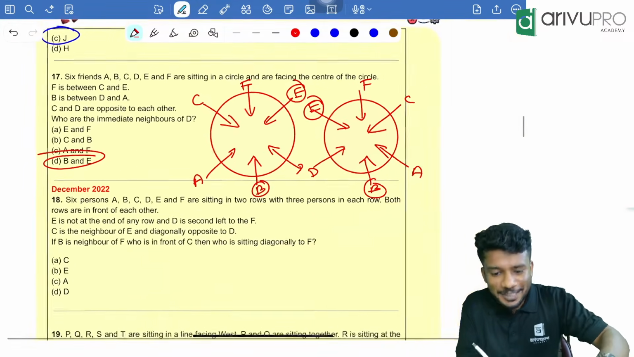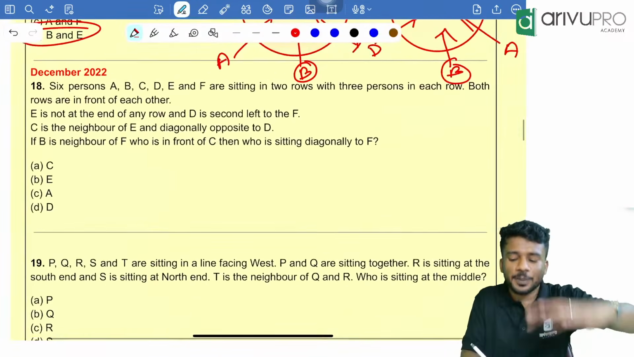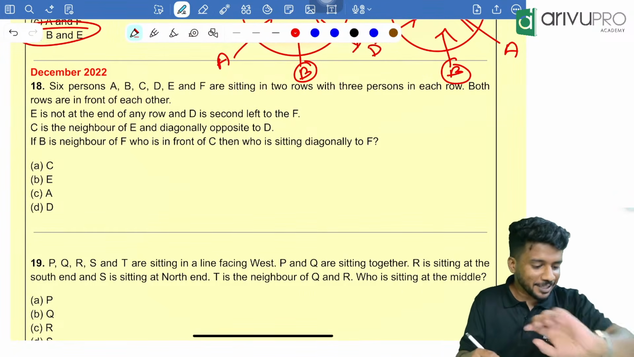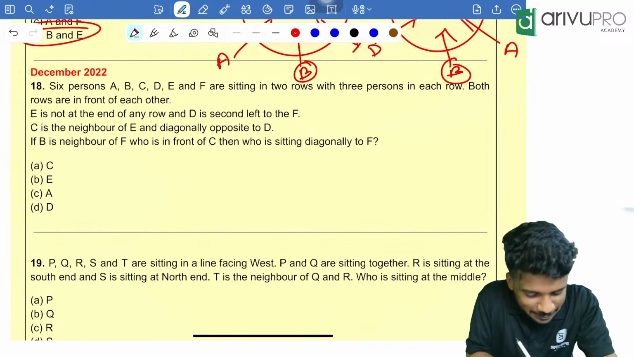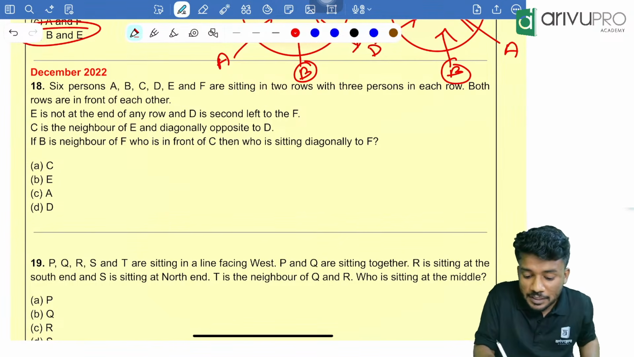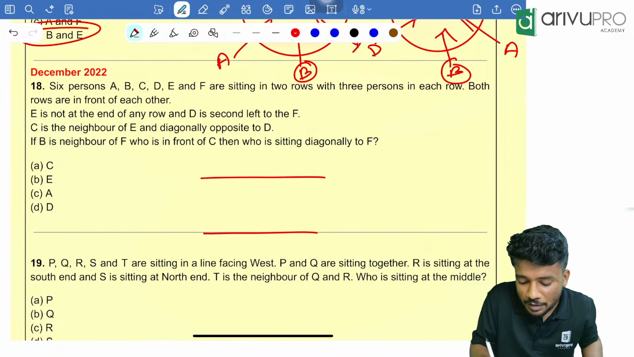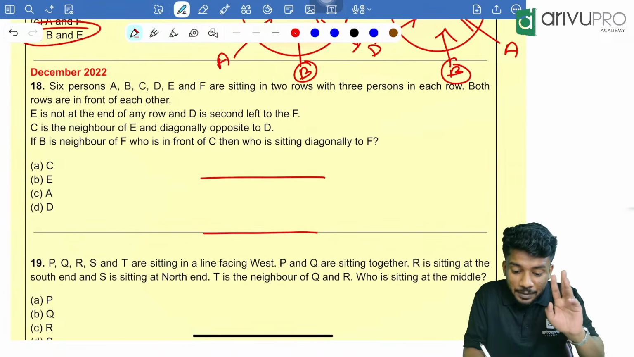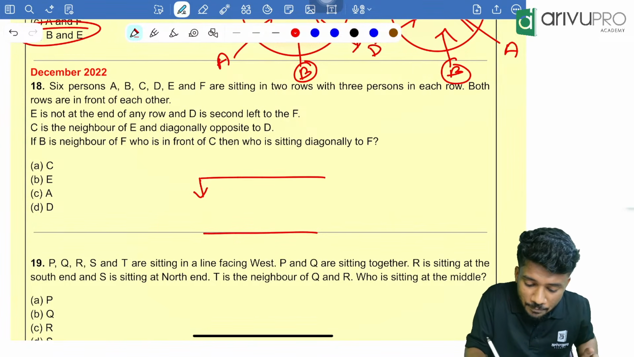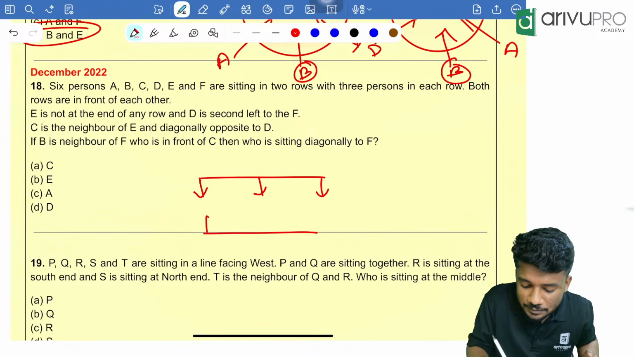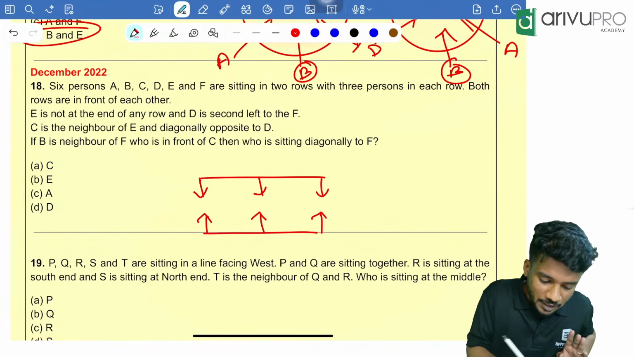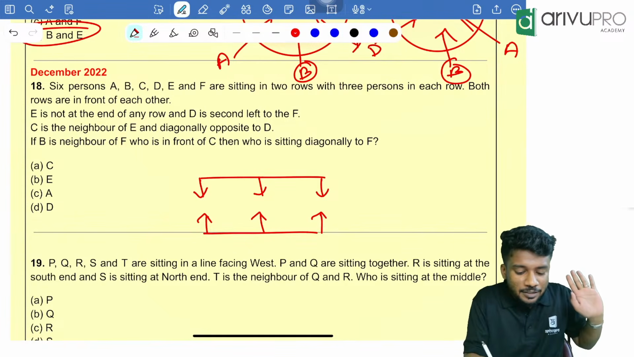Next question, can we do? Yes, December 2022. Next one. 18th question. Six persons A, B, C, D, E, F are sitting in two rows. Okay, first time we are seeing a question like that. So, how many people? Six people are sitting in two rows with three in each row. That means they should face each other. If nothing is given, they should face each other.